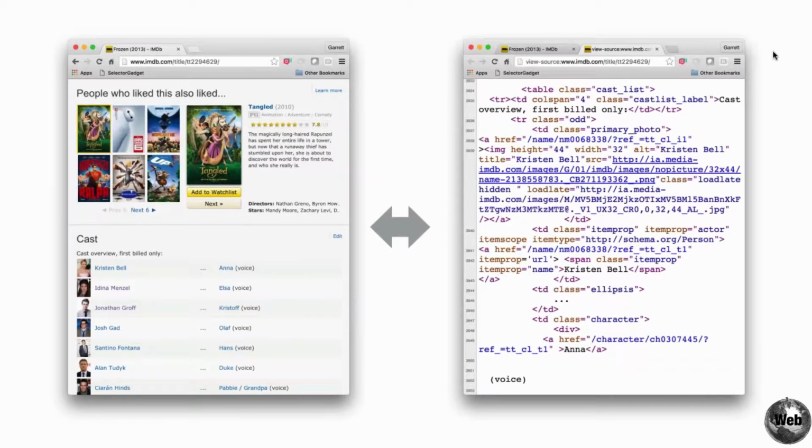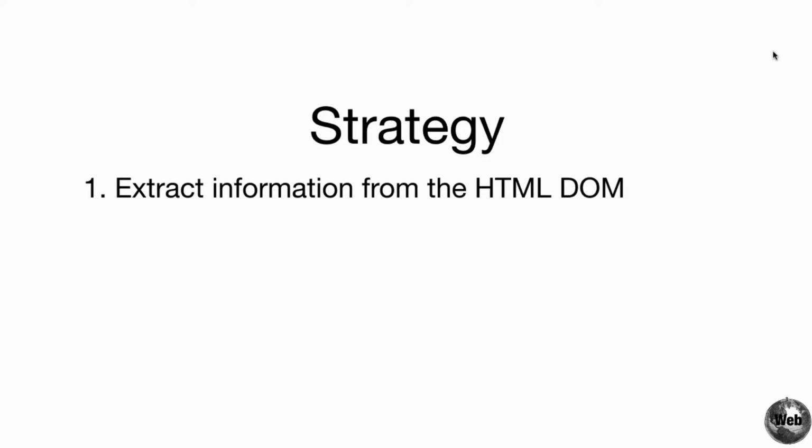So if we wanted to find Kristen Bell in this web page, or any actor in the web page, we just need to find the source and extract it from the correct location in the source. That's going to be our basic strategy for web scraping. We're pulling things out of the source of the web page.